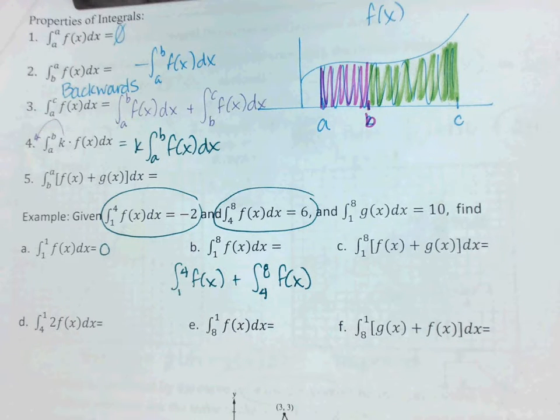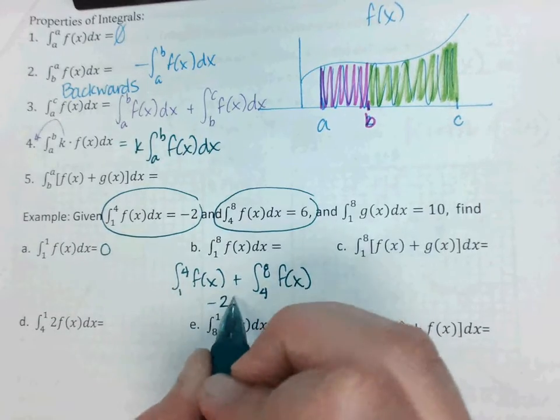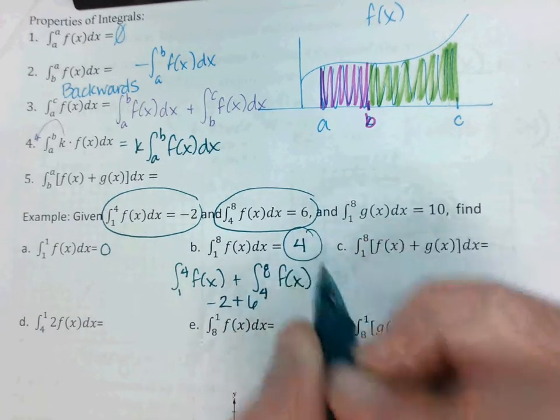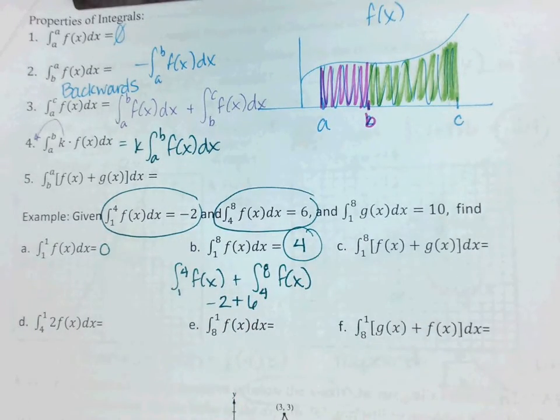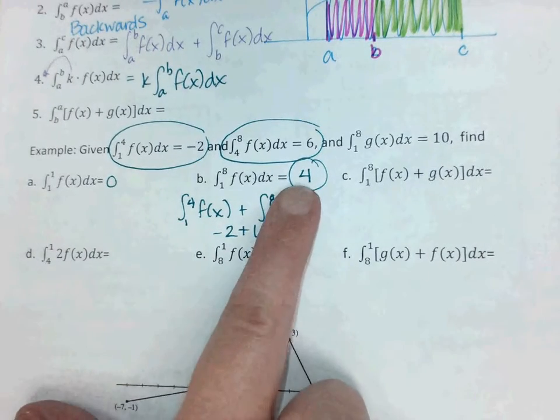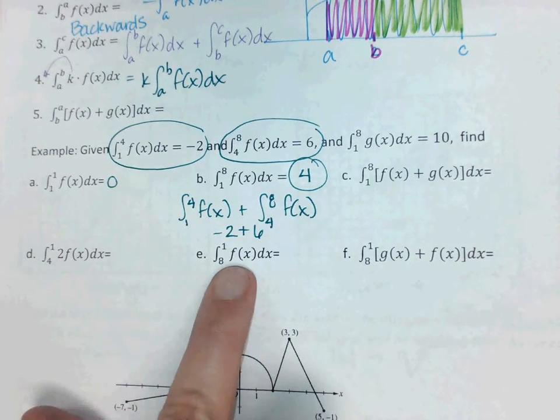-2, it tells you that. And then 4 to 8 is 6. So I can break that big integral up into two smaller integrals and add them together. So -2 plus 6 is 4. Now, stop right there, go down to letter E. If the integral from 1 to 8 is 4, what will the integral be from 8 to 1?